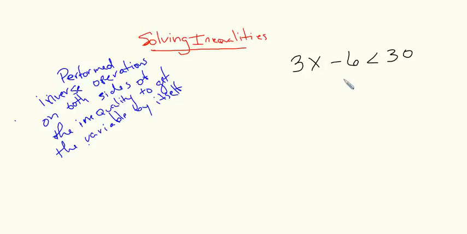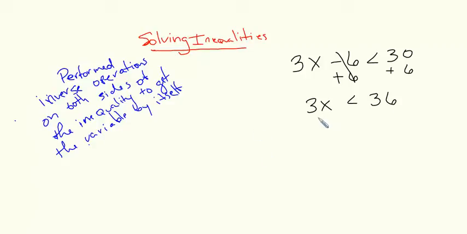So for my example, I have 3 multiplied by a number minus 6 is less than 30. So what I'm going to do first is I'm going to get rid of my minus 6, and I'm going to do the opposite, or the inverse of subtraction, and I'm going to add 6 to both sides of my inequality. So I have 3x is less than 36. So 3 multiplied by a number is less than 36.